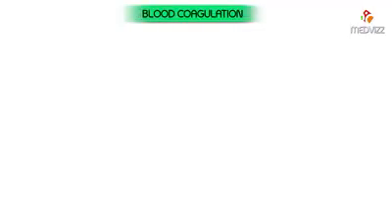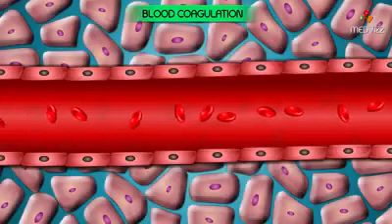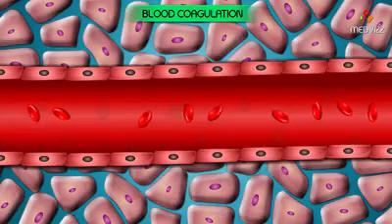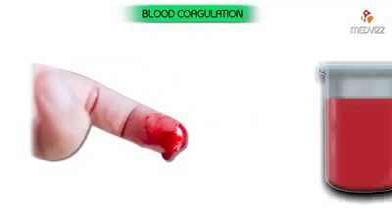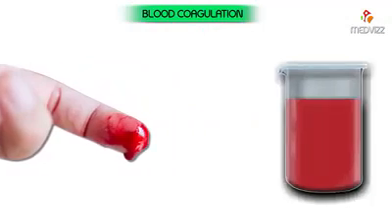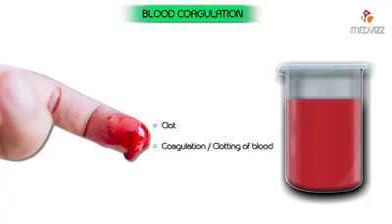Blood coagulation. Blood remains in fluid condition within the blood vessels throughout life. But when the blood is shed from the blood vessels or collected in a container, it loses its fluidity within a few minutes and gets converted into a jelly-like mass, which is called a clot. This phenomenon is called coagulation or clotting of blood.